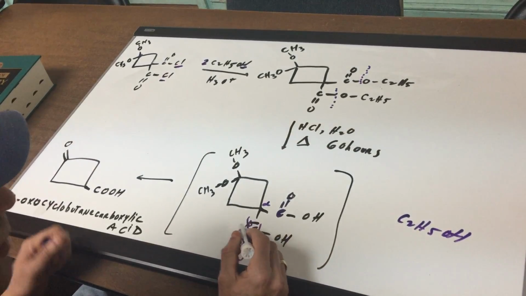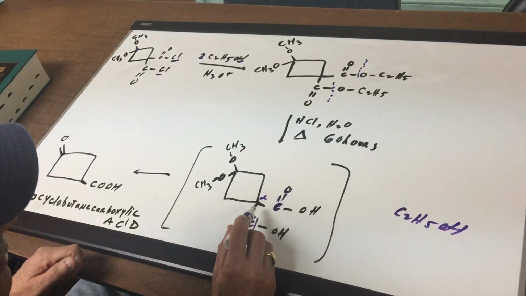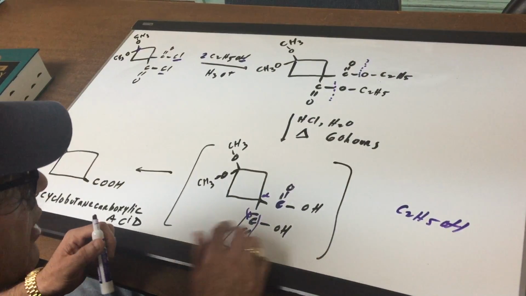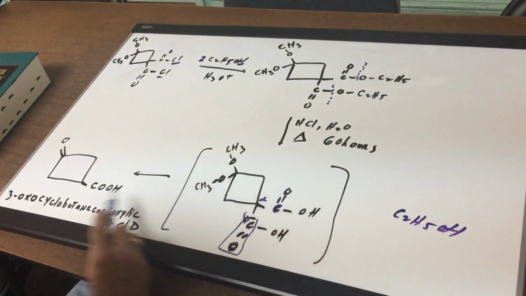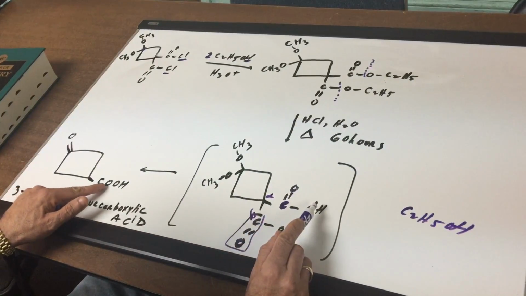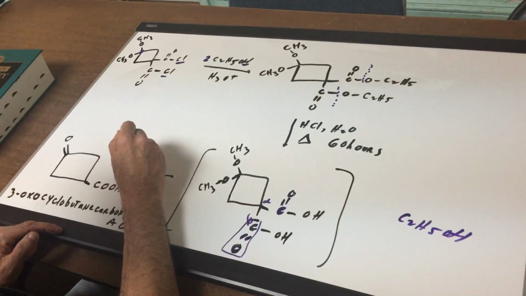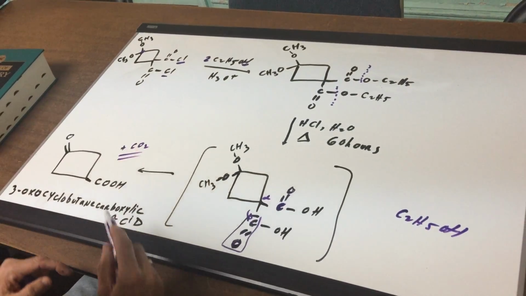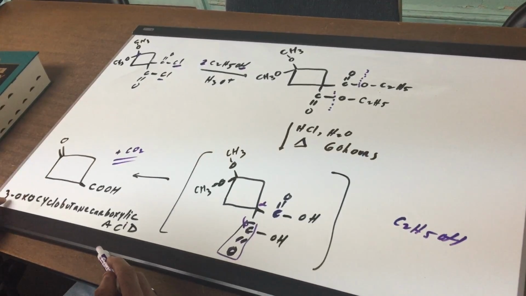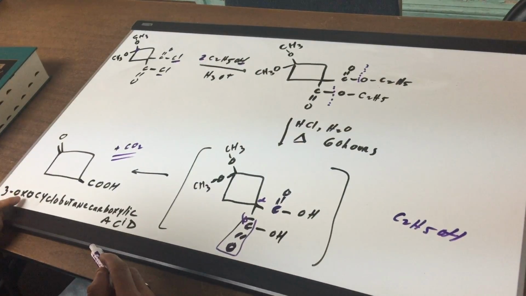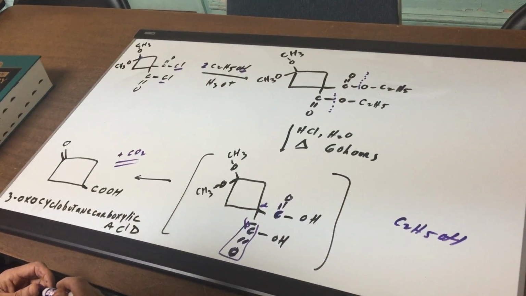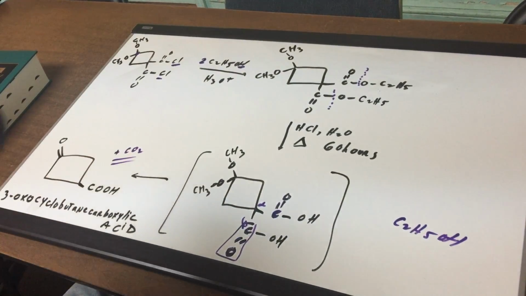If you see a beta-keto acid, or in this case, a 1,1-diacid, it's going to lose CO2. So if you lose the CO2 off it, you get this compound here. The COOH group is this, the other one went off as CO2, and a great name. If this is carbon 1, this is 2, this is 3, you would get 3-oxo-cyclobutane carboxylic acid. And that would be the final product.